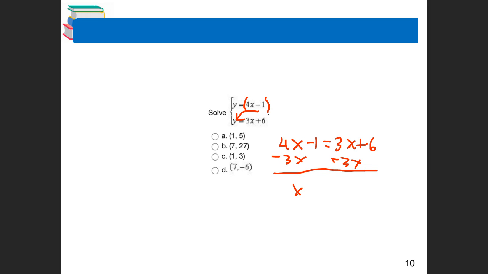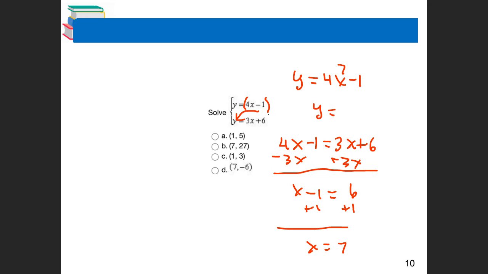So I'm left with x minus 1 is equal to 6. I'm going to add 1 to both sides. So x is equal to 7. Now, in order to find my y value, I'm going to plug that back in. So one of my first equations was y is equal to 4x minus 1. If I put 7 in there, I end up with 28 minus 1, which is 27. So y is equal to 27. So my answer should be 7, 27. So letter B.